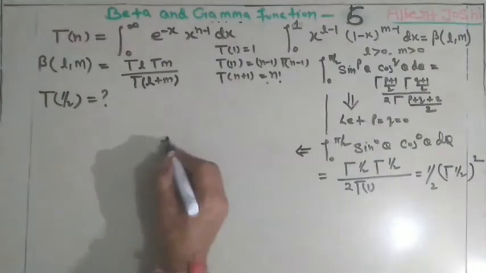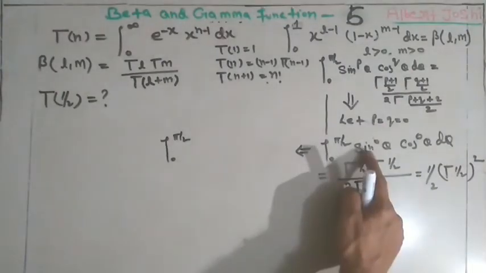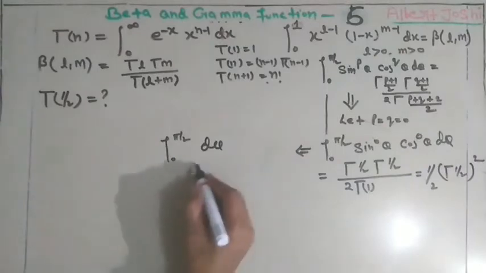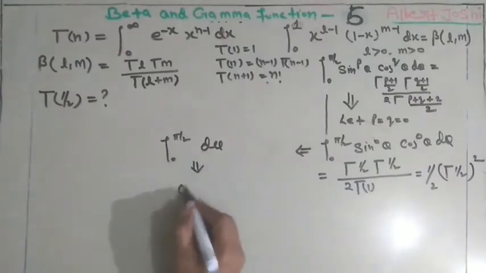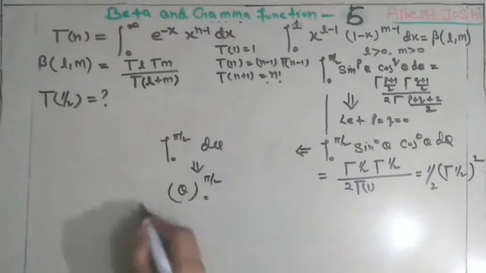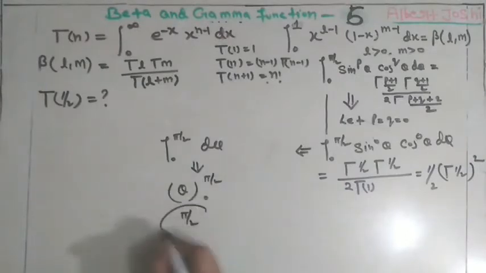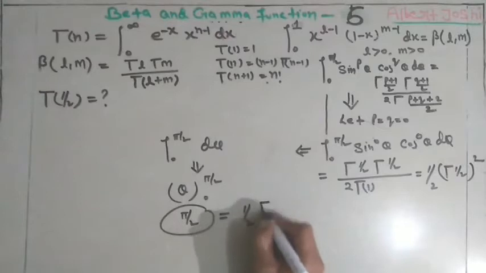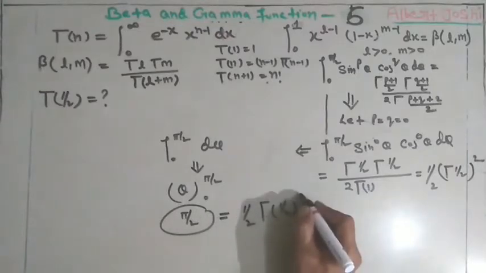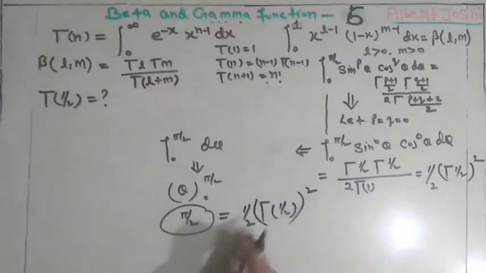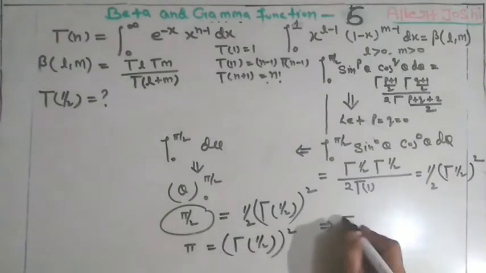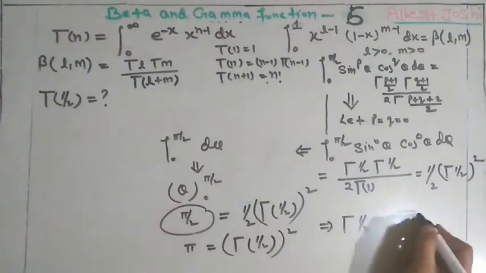So you are getting the integral from 0 to pi by 2, where sine to the power 0 is 1 and cos to the power 0 is 1, so this is d theta. If we solve this, we get theta from 0 to pi by 2, which gives pi by 2. This is the left side, and the right side is 1 upon 2 gamma 1 upon 2 whole square. The 2 and this 2 cancel, so pi is equal to gamma 1 upon 2 whole square. It implies that gamma 1 upon 2 is equal to root pi.